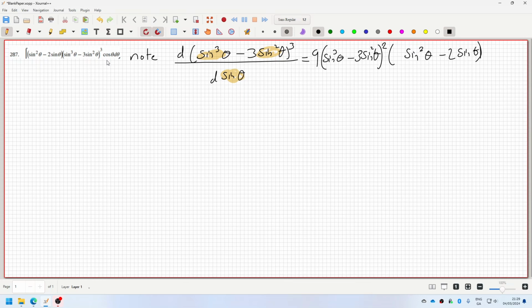Could I make use of this? Forgot about the cos theta here. I could bring this up to the other side, d sine theta. So what have I got matched up? I've got this guy, which is that guy.